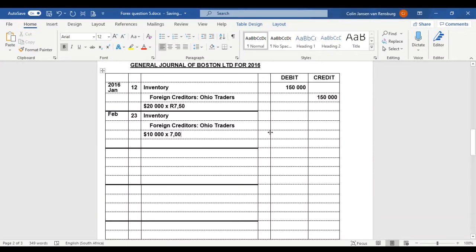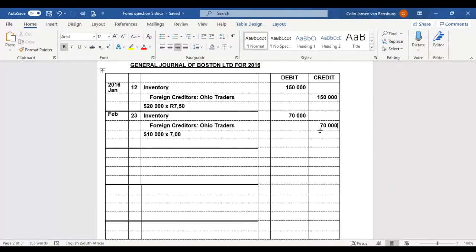7 rands. Okay, that's a very easy sum. What does it give us, ladies and gents? Gives us, thank you, 70,000 rands. We're going to debit inventory by 7,000 rands. We're going to credit foreign creditors, Ohio traders, with 70,000 rands.